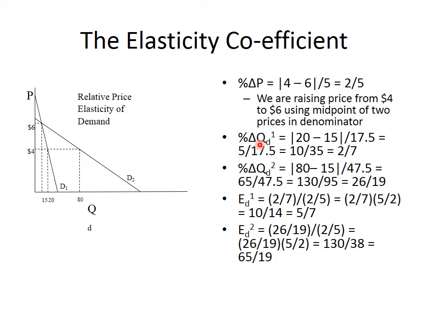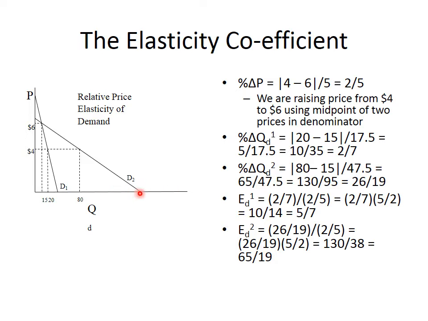Now, in terms of the quantity demanded change, along this axis, we're going to do the same thing with the midpoint. In this first product, we go from 20 to 15 or 15 to 20. That's going to be a 5-unit change. We see that right here. Divided by the midpoint between 20 and 15, which is 17.5. That'll give us 5/17.5ths, or 10/35ths, which works out to be 2/7.